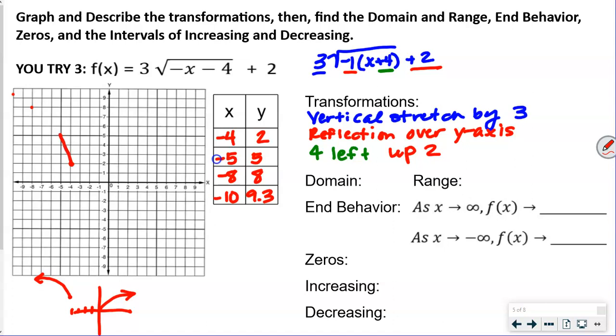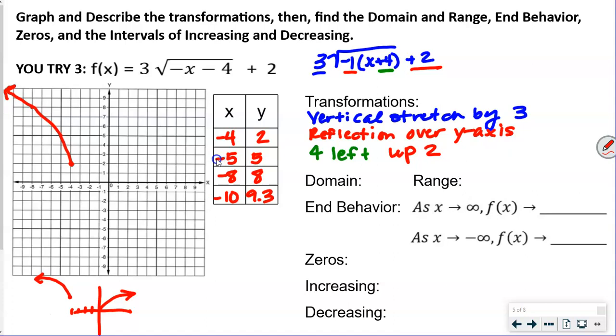So this is our graph. Okay. And notice again, it's a stretch. It is definitely bigger than the other one was, and it also reflected over the y-axis, right? So let's talk about our domain now.